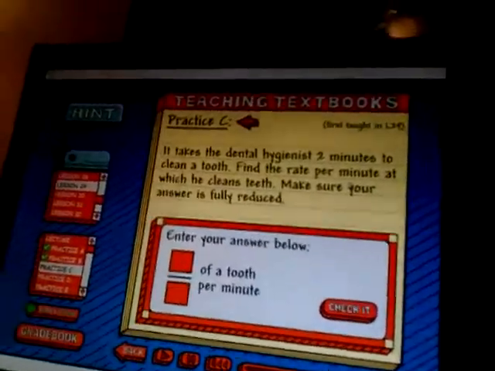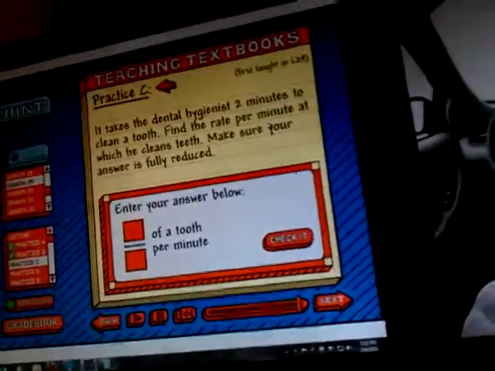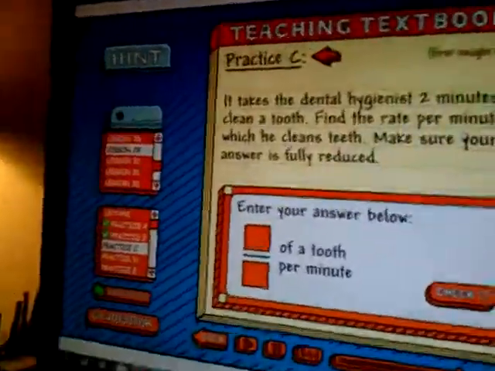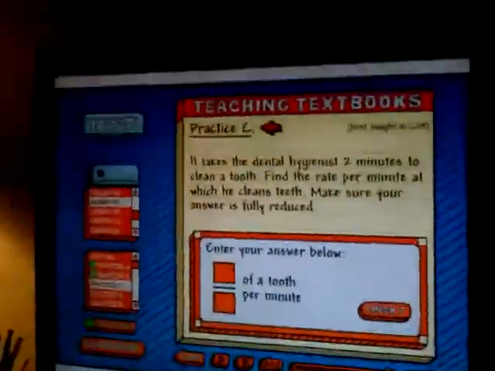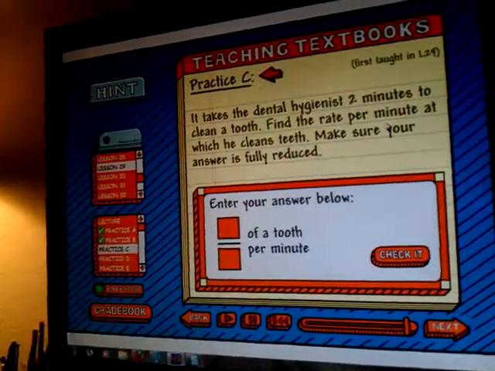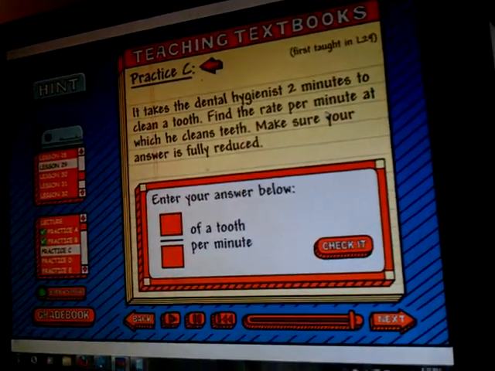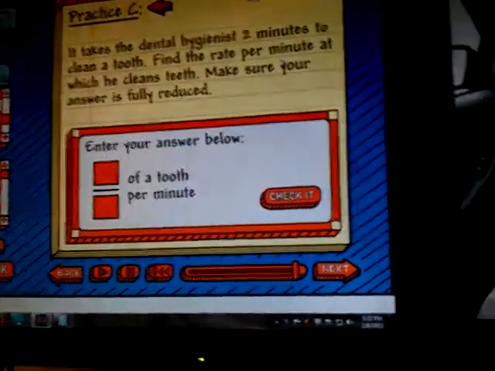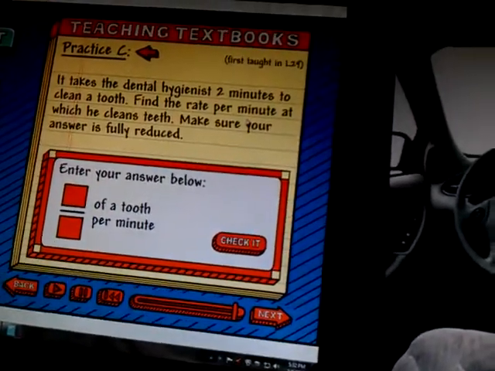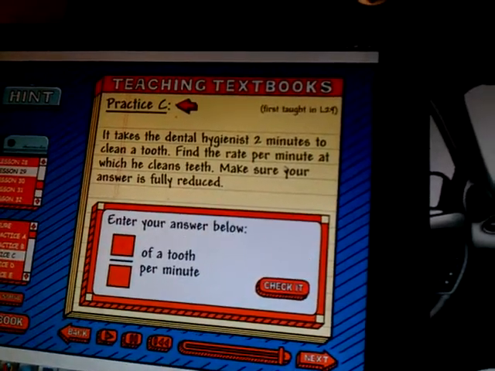It says it takes a dental hygienist 2 minutes to clean a tooth. Right. So that means 1 tooth per 2 minutes. Let me see that pad. So it's saying he cleans 1 tooth every 2 minutes. Right. So 1 tooth over 2 minutes.